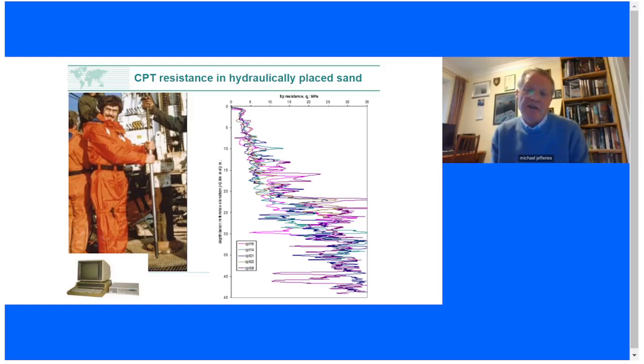And the test we use is the cone penetration test. And that's what this guy in the orange suit is holding. He's holding our cone penetrometer. And for those of you who are not familiar with it, what we do is we measure a tip resistance, a friction ratio, and a pore pressure down at the base of this thing.